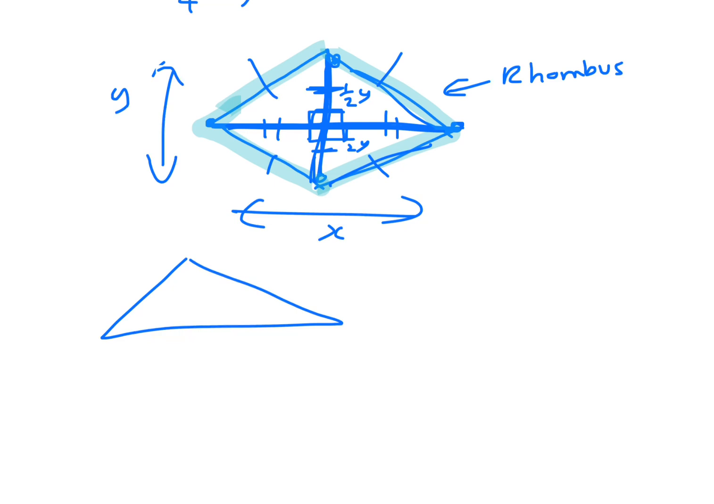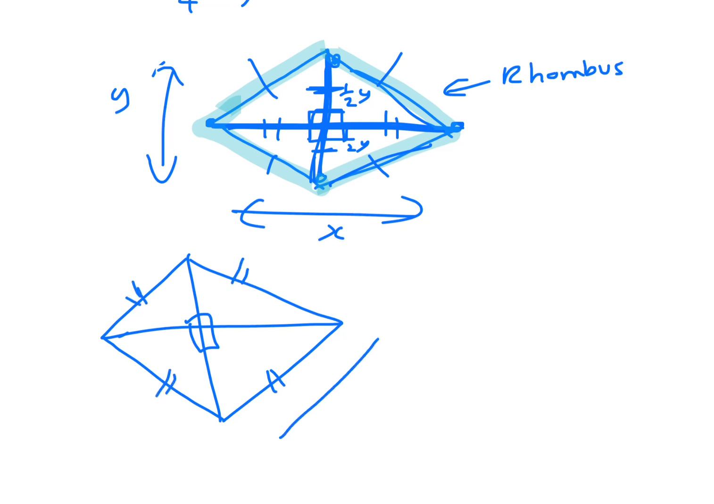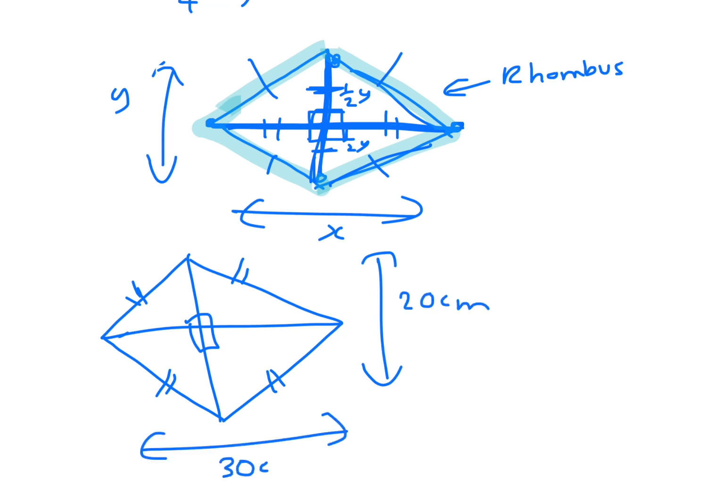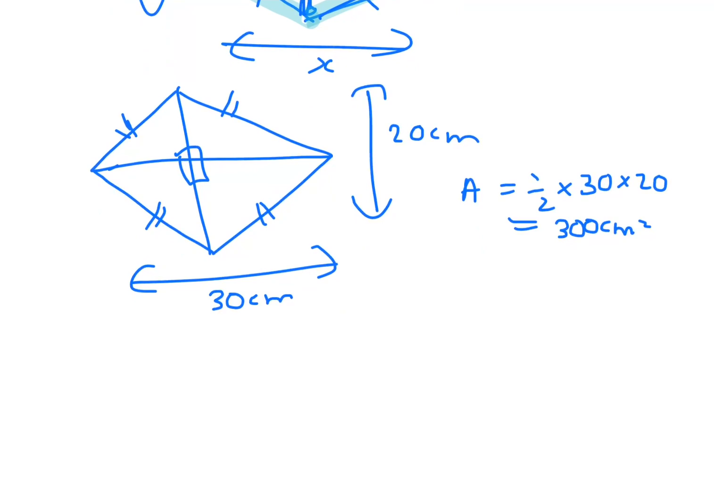So let's just look at the rhombus, and let's say I was given the diagonals, and that there was going to be a side length. Let's say the length of one diagonal is 20 centimeters, and the other, let's say, is 30 centimeters. So using the formula, it would be a half times 30 times 20. So that would be 300 centimeters squared. Okay, so the formula works because it's a half times X times Y, where X and Y are the diagonals, and that's what goes in there.